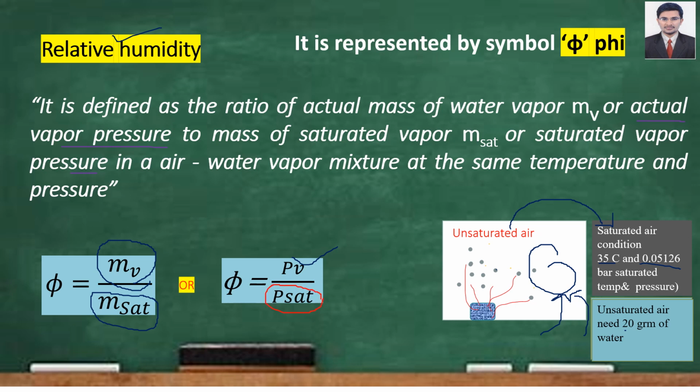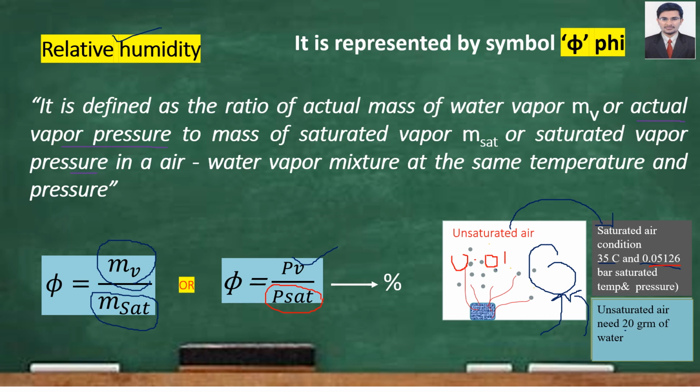For example, for this condition, after supplying 20 gram of water, the pressure inside the room is 0.01 bar. So what is the pressure of the saturated air? That is 0.05126. So 0.01 divided by 0.05126, if you do, you will get the value of relative humidity. Now understood? Here the unit of relative humidity will be expressed in terms of percentage.